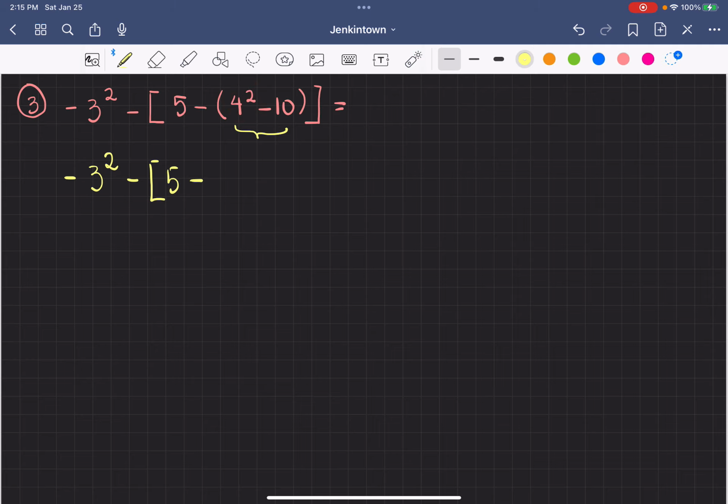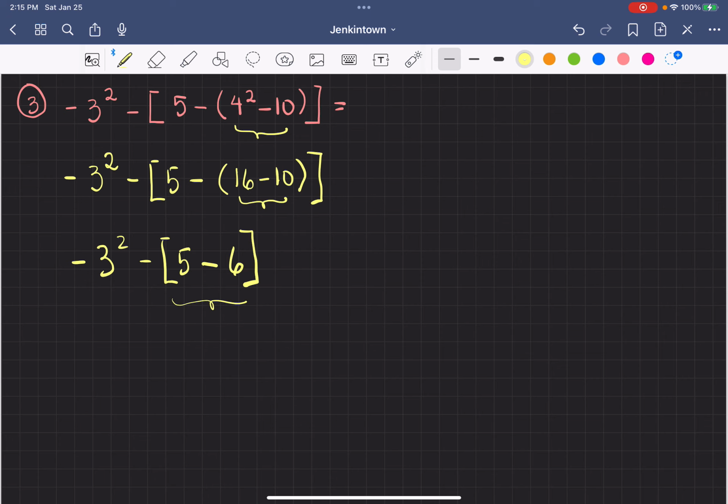So 4 to the power of 2 is 4 times 4, which is 16 minus 10. Okay, now I can do that subtraction. So negative 3 squared, 5 minus 16 minus 10, that is 6. Now I need to solve this bracket. So negative 3 squared minus 5 minus 6, that's negative 1. So negative 1 here.